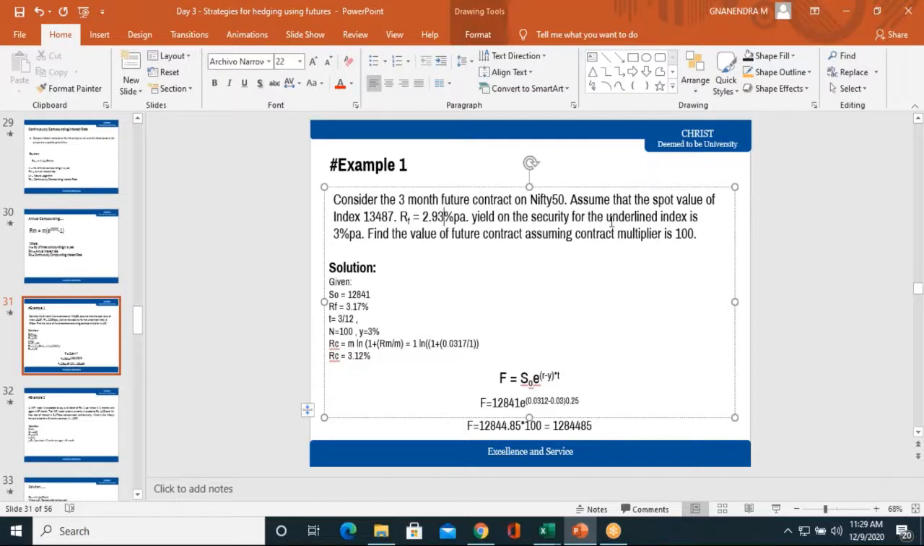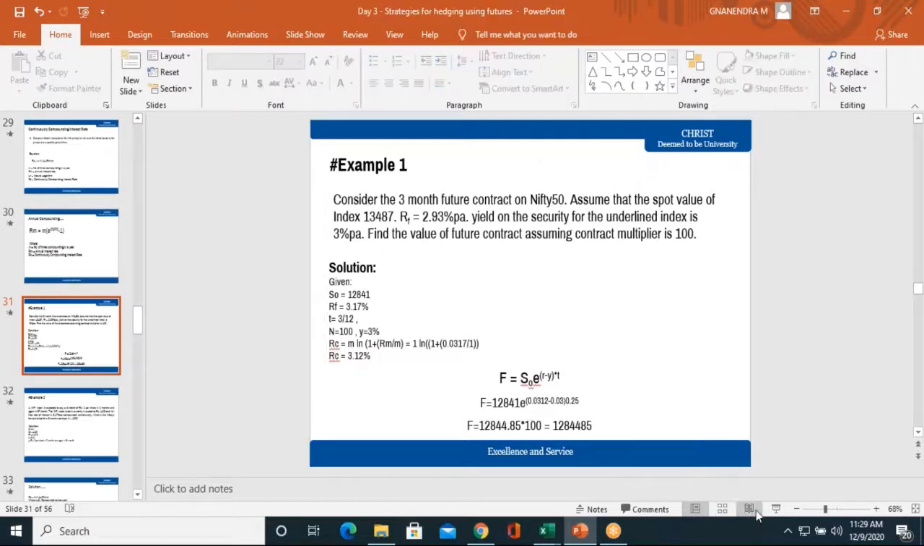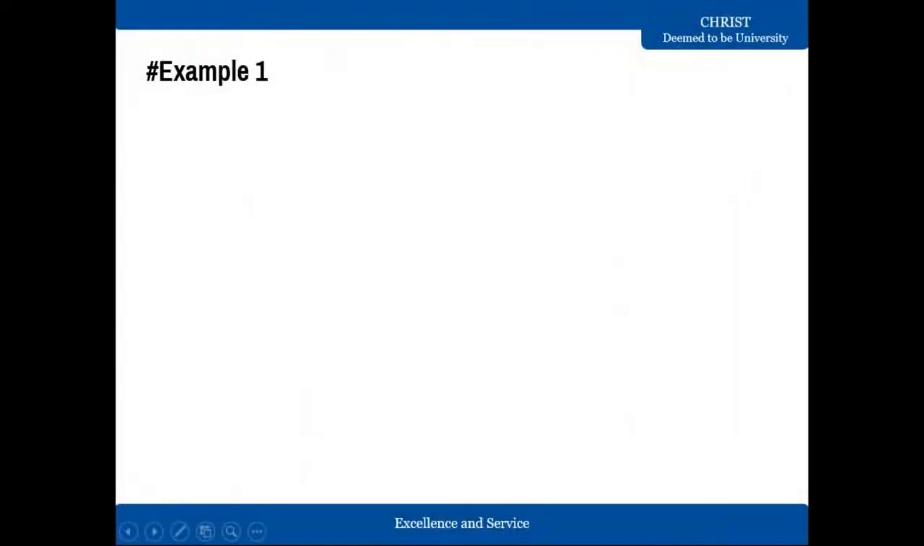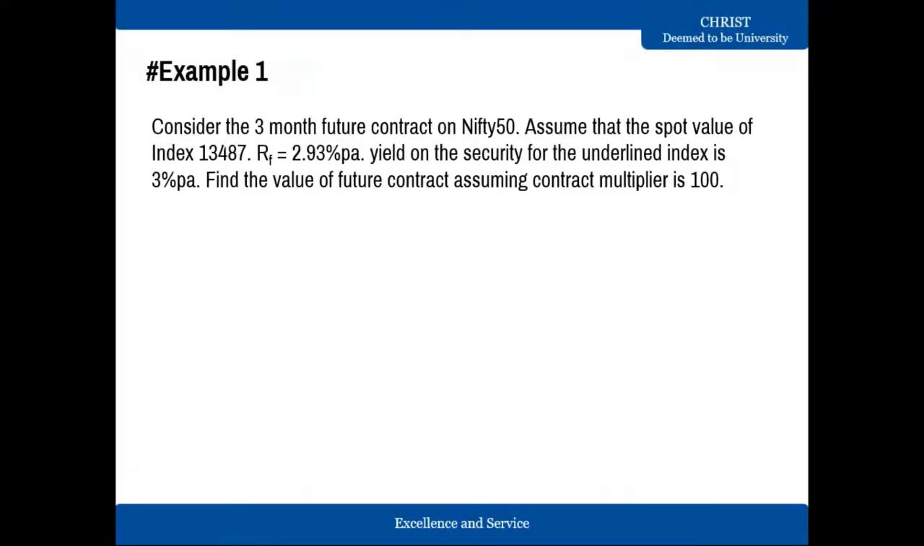Yield on the security for the underlying index is 3% per annum. Okay, already I've given the answer there. So this is something which is assumed. Find the value of the future contract, assuming the contract multiplier is 100. Which case are you going to use for this? Anybody? Which case can we use for this? The last example that you have given, the last formula. So I can say it is case 3.